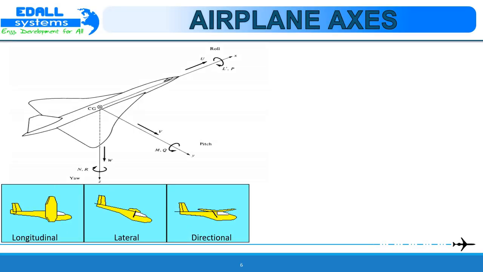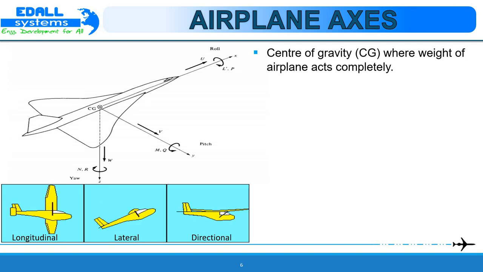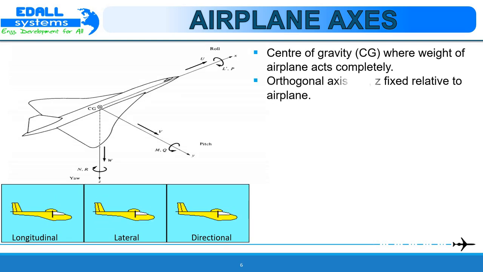Airplane's axis. The center of gravity is the point through which the weight of the complete airplane effectively acts, denoted by CG. The x, y, z are the orthogonal axes relative to the airplane. The x-axis is along the fuselage, the y-axis is along the wingspan perpendicular to the x-axis, and the z-axis is directed downwards perpendicular to the xy plane. The origin is at the center of gravity.